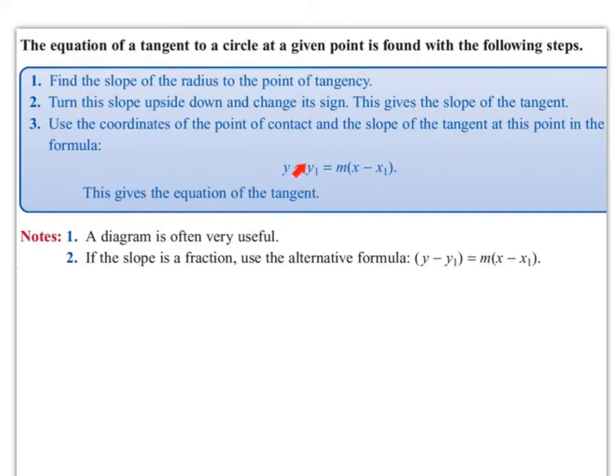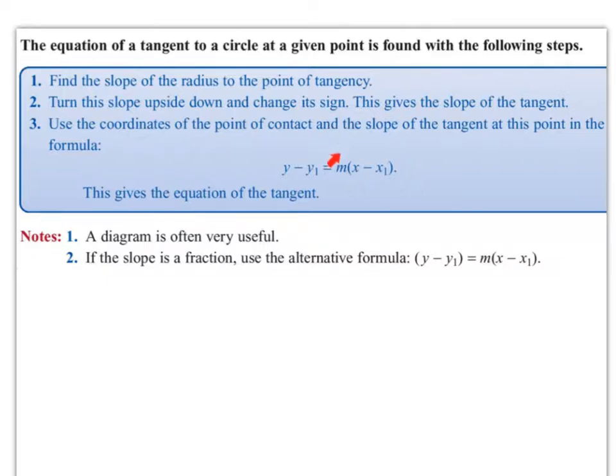Remember, a tangent is a line. Note, a diagram is often very useful, so draw out a diagram for yourself, just a rough one. If the slope is a fraction, use the alternative formula, bracket y minus y1 bracket equals m times x minus x1. You don't need to do this, you can just stick with this formula, it's fine.